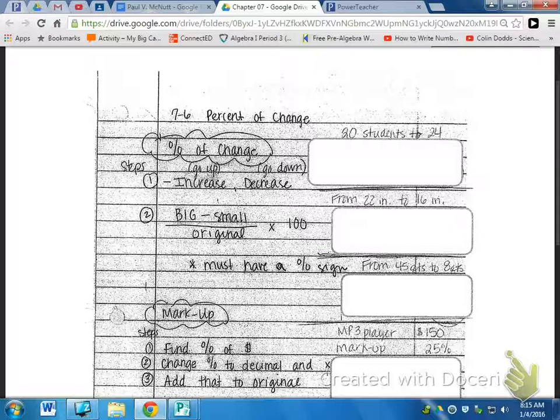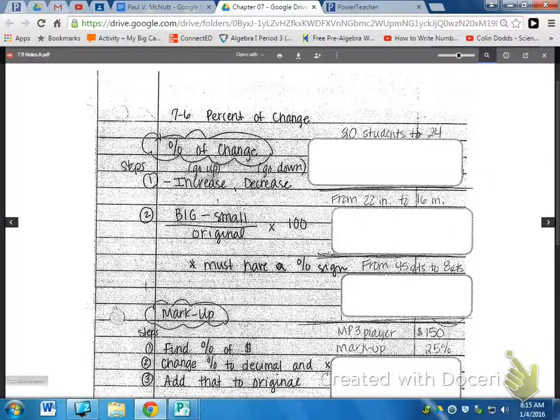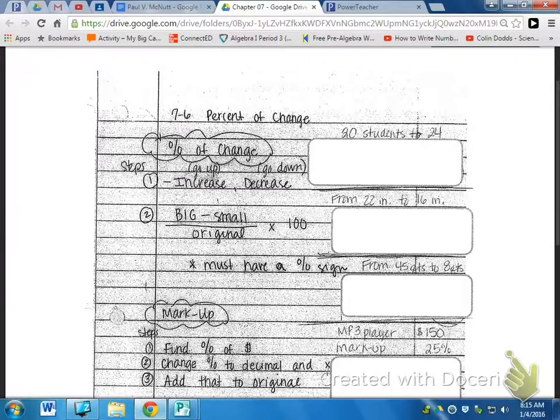Okay, so we're looking at percent of change where, again, if we look at my first example, 20 students to 24, did that go up or go down? Up. So that one would be an increase.